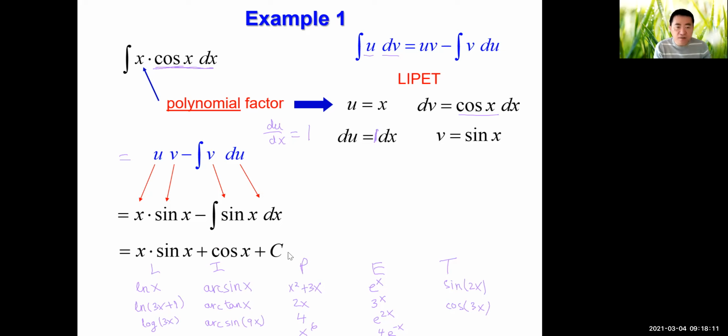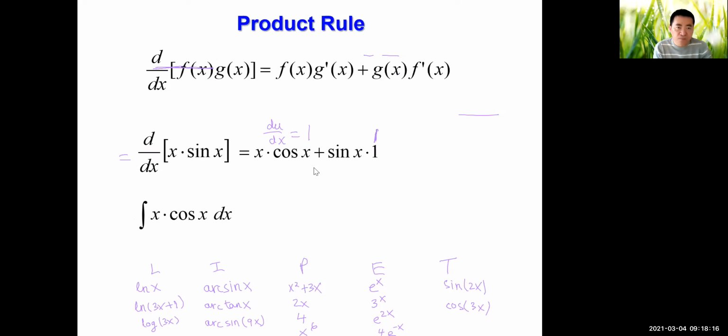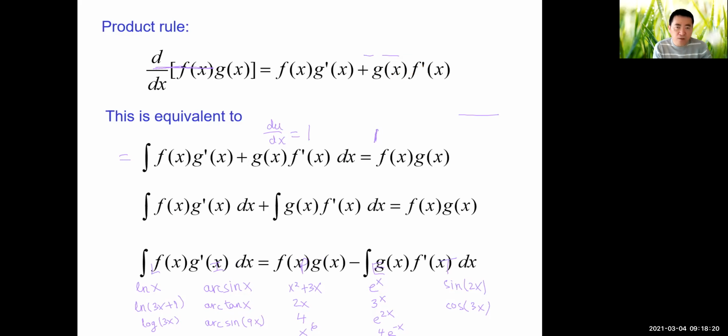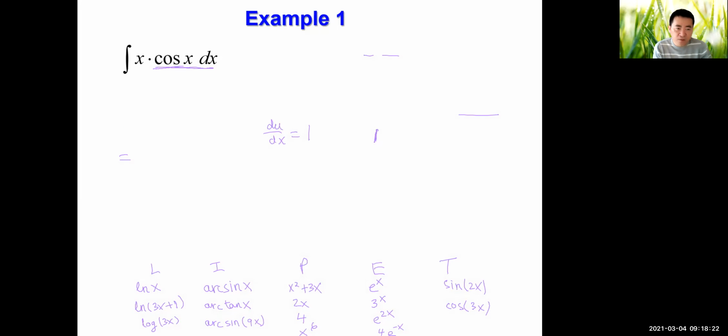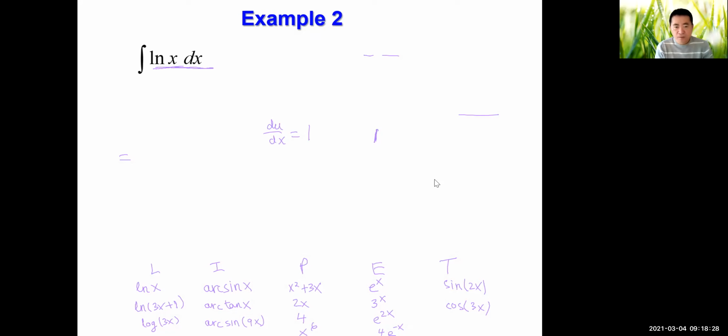Do you notice that this is the same answer we had earlier, right? In the very first example. We did that, so that's the same answer. All right. Now let's look at example 2 here.